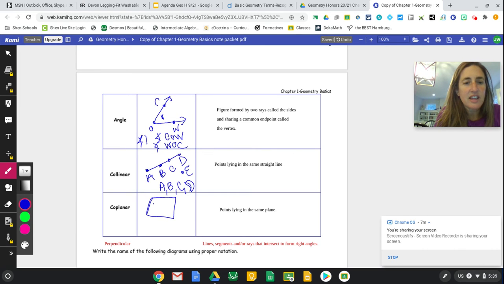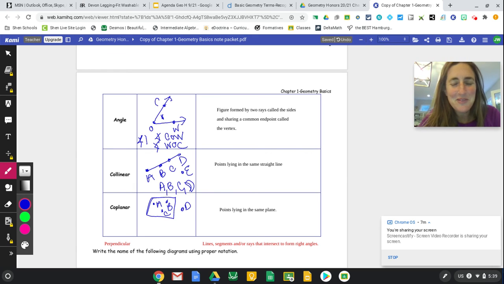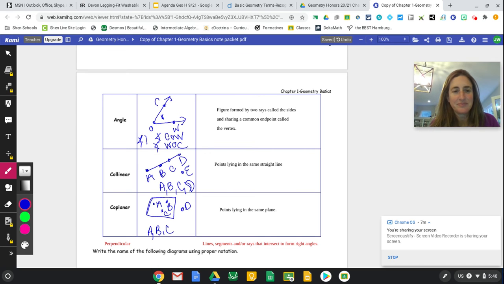Same idea with coplanar. I could make this like an A, a B, a C, and then point D is out here. D is naughty. He's not coplanar with A, B, and C. He doesn't belong. So A, B, and C in this case would be coplanar. Points lying in the same plane.